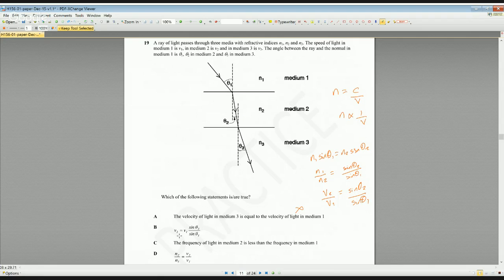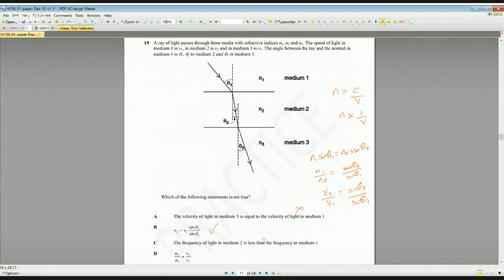What we've got here has skipped a stage, it's gone straight to v3, but if you worked through the maths, you would see that the same thing holds true. So v3 equals v1 times sine theta 3 divided by sine theta 1. So that one is true. Let's have a look at the other ones.